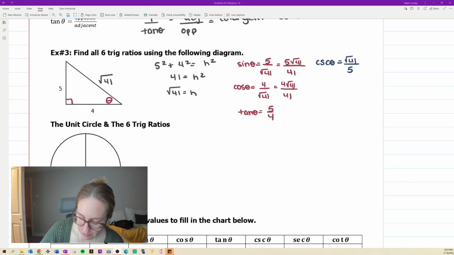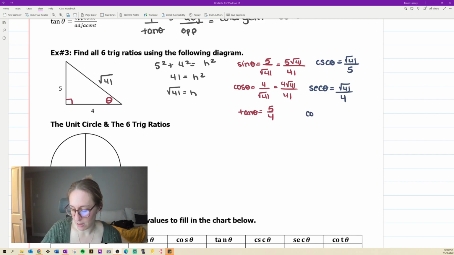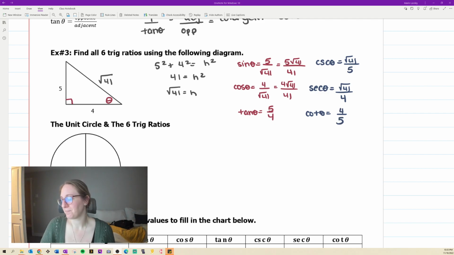Secant actually has the same kind of feature. So hypotenuse, root 41 over adjacent, which is 4. And then cotangent is just flipped tangent, so 4 over 5. Those are your 6 trig functions.